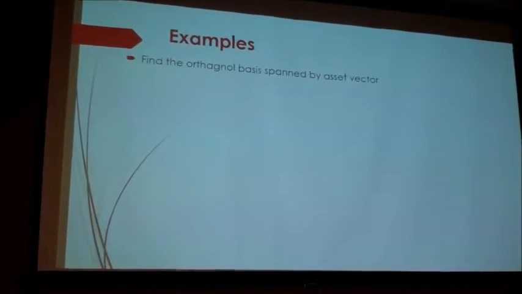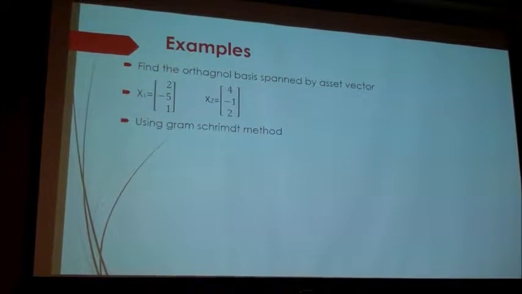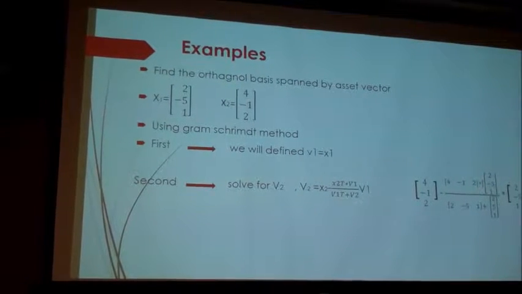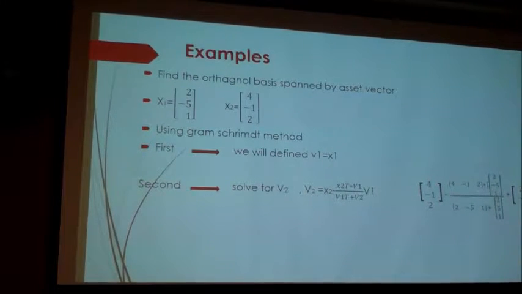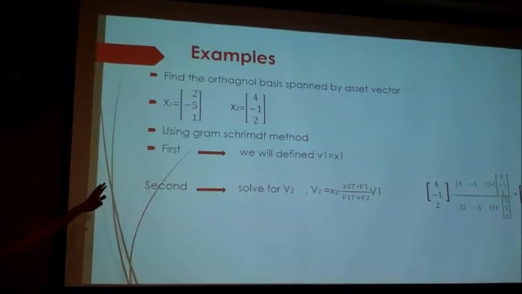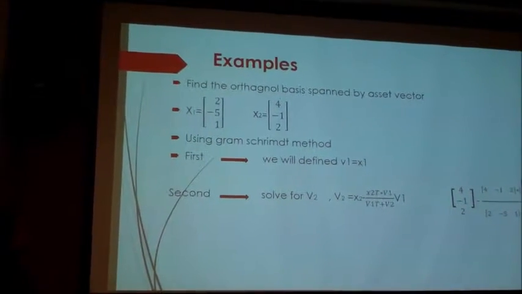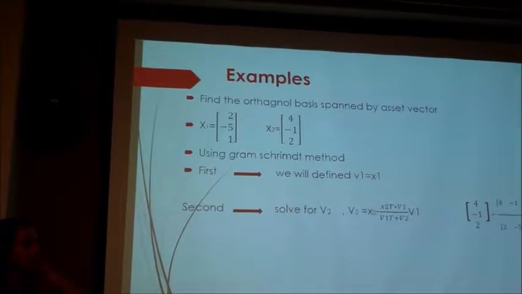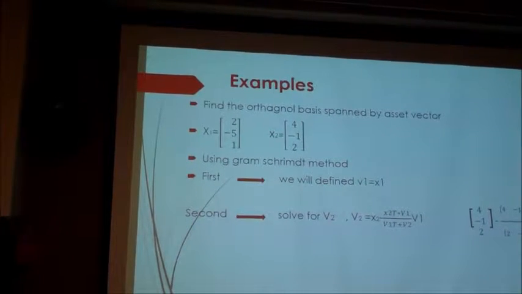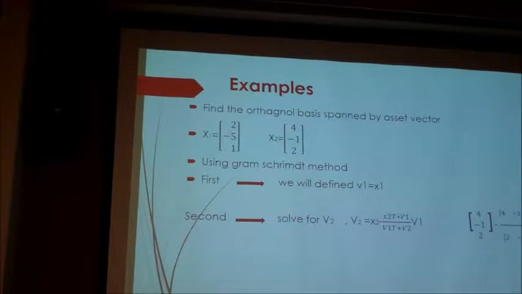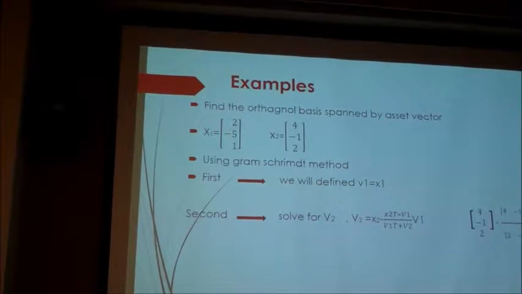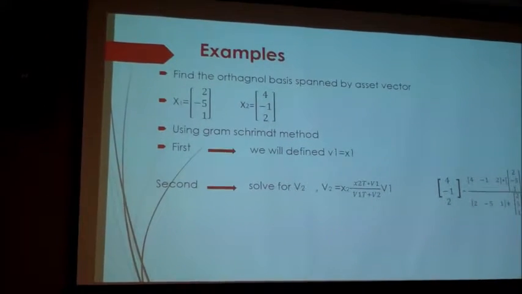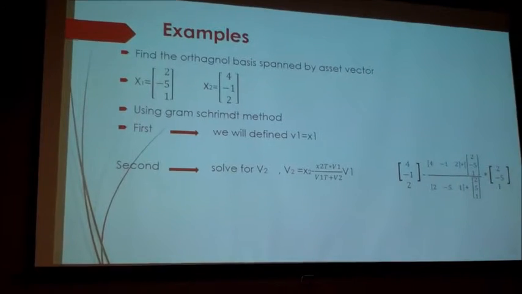Example. They could ask us to find the orthogonal basis for the set of vectors. So these two matrices are not orthogonal factors. And how can I know that? If you do the dot product between them, you will not get a value of 1. So these are not unit factor. But I can do some tricks to make them perpendicular to each other, and then find the orthogonal basis.